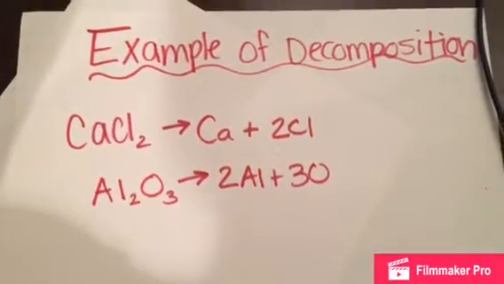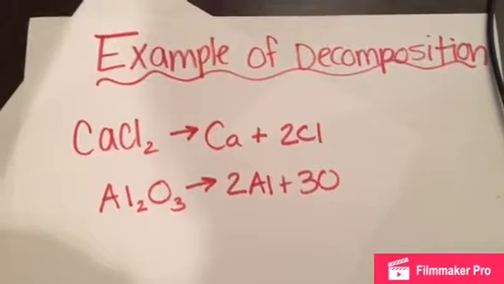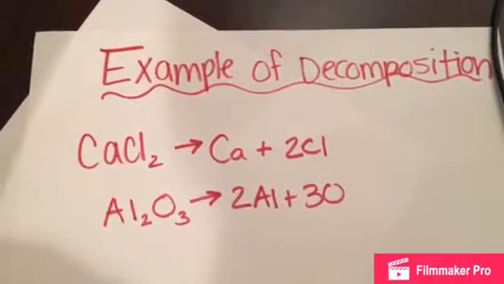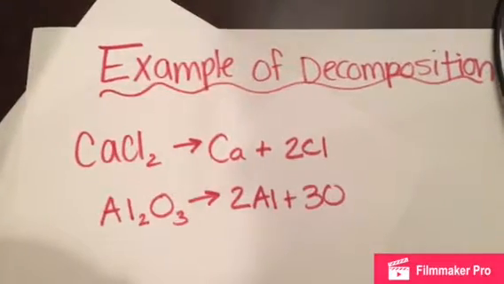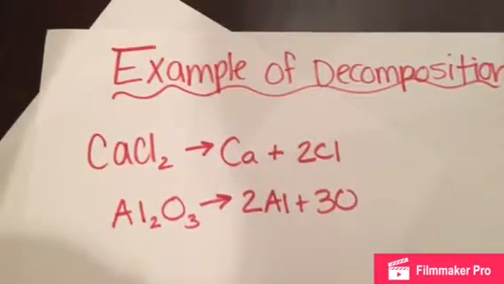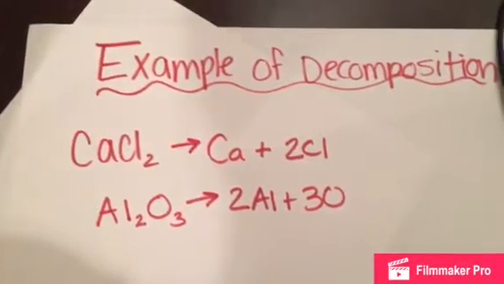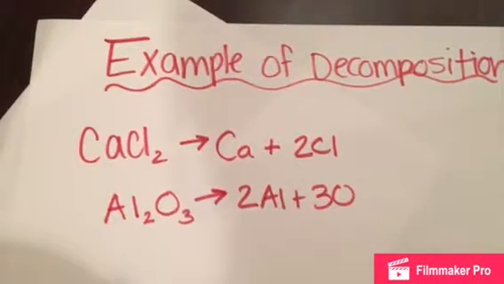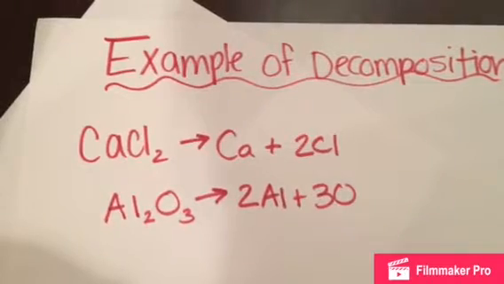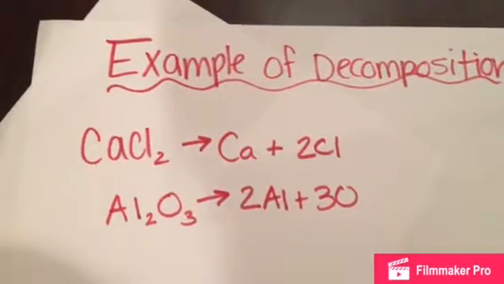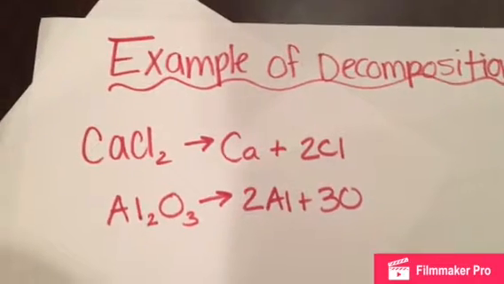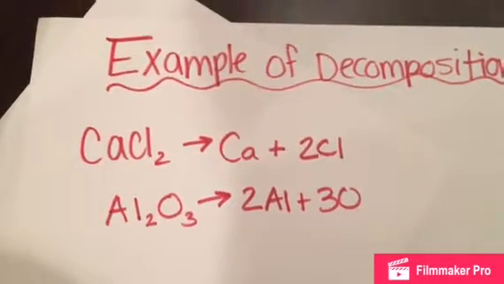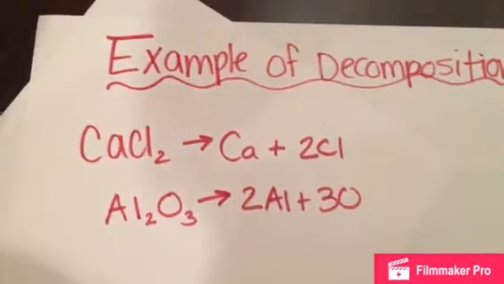An example of decomposition would be CaCl2. In decomposition, you have to start with the final product and break it down into the 2 original products. So CaCl2 is converted into calcium plus 2 chlorine. Another example is Al2O3. And that is turned back into its original form, which is 2 aluminum plus 3 oxygen.